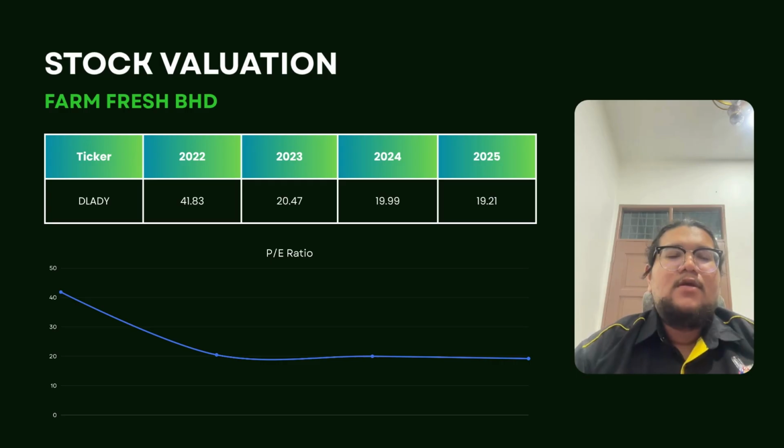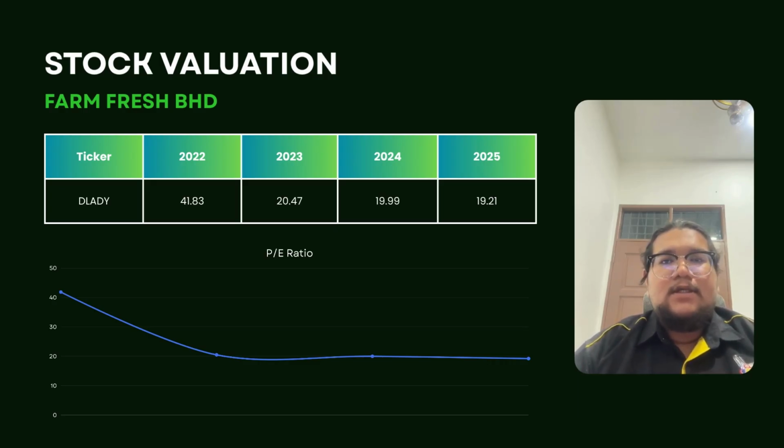Looking at the Dutch Lady valuation data, the key takeaway is a major PE compression, dropping from an elevated 41.83 in 2022 to a stable 19.21 by 2025. Inversely, this doubled the EP ratio, or earnings yield, from 2.35% up to a strong 5.21%, shifting the stock from an overvalued risk into an attractive value play.